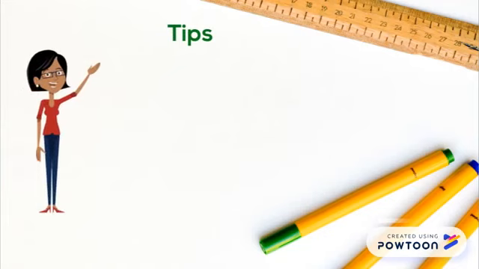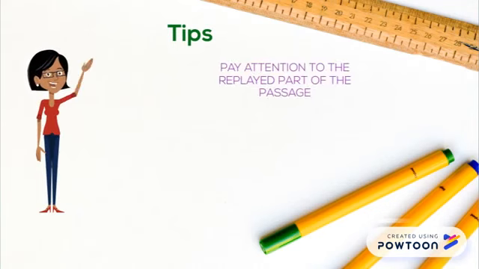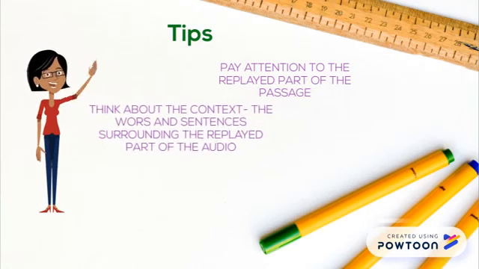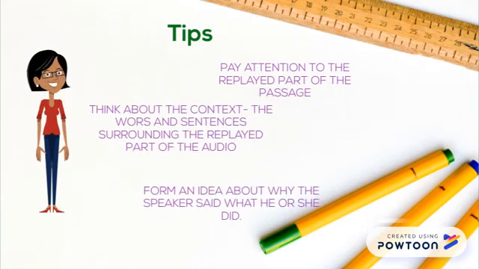In this part, you may need to understand the purpose or motivation of the speaker, and also the surrounding topics. Here are some things that will help you. Pay attention to the replayed part of the passage. Think about the context, the words surrounding it in the text. Form an idea for why the speaker said what he or she did.